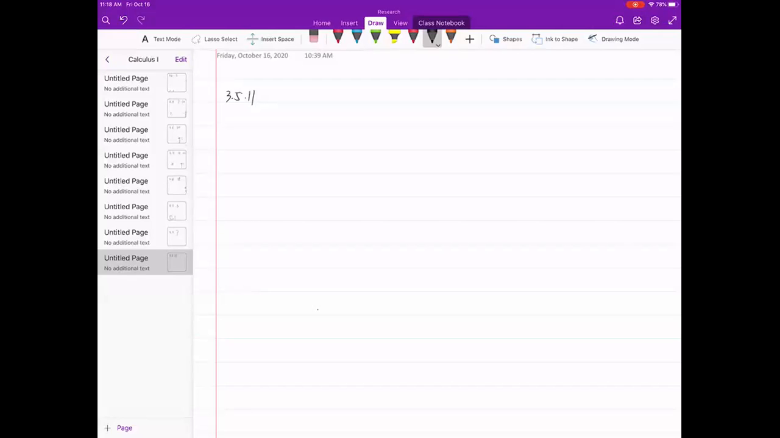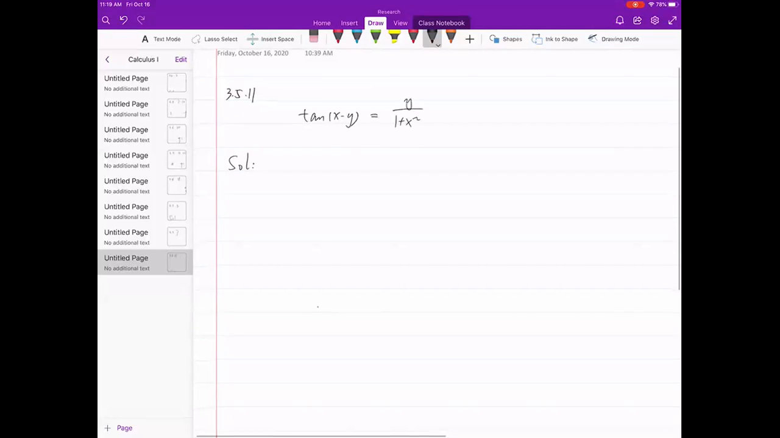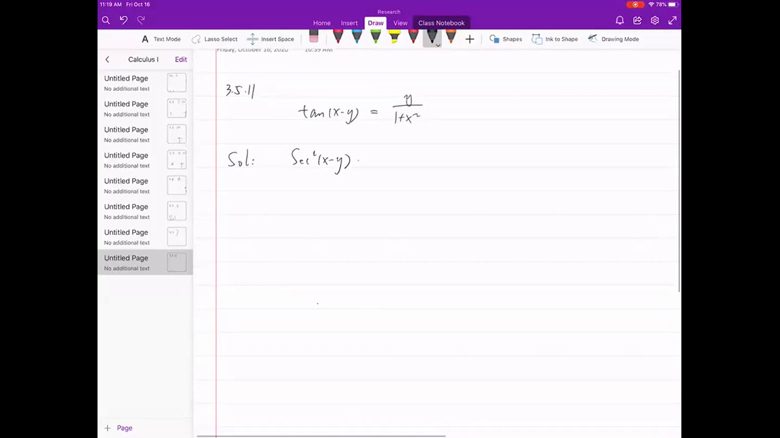3.511. What we have here is tangent. And your job is to try to find y prime. All right, chain rule. The first thing you do: secant squared of (x minus y) times the derivative of x minus y.